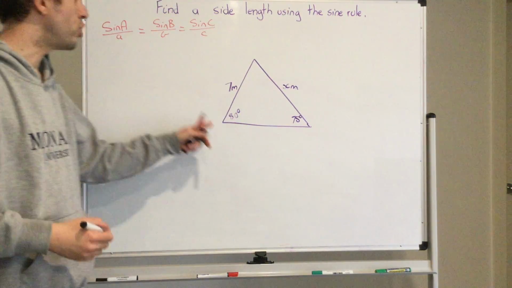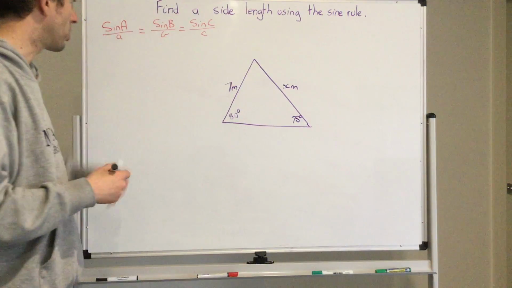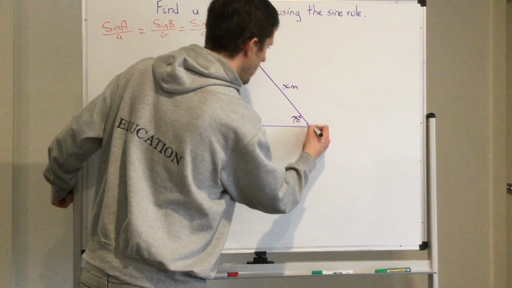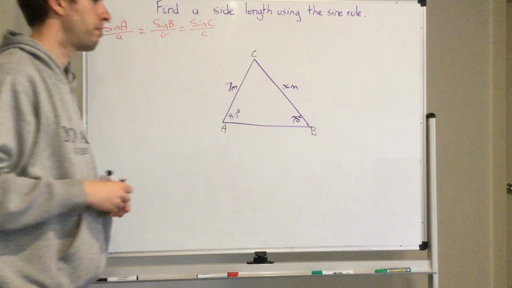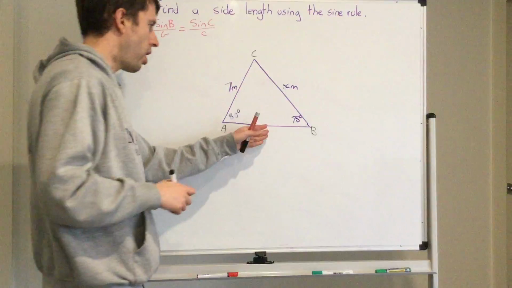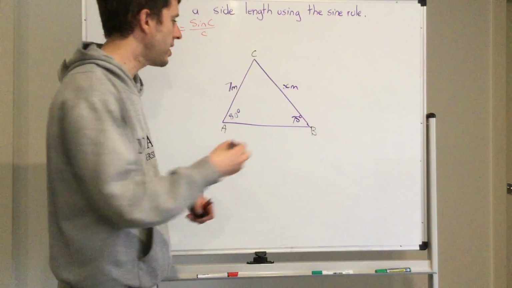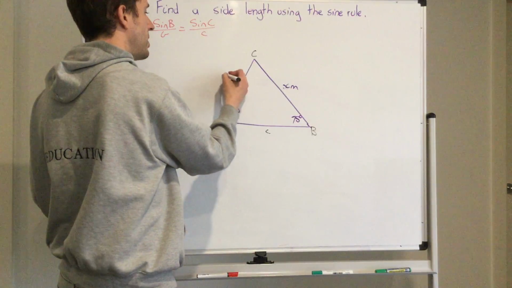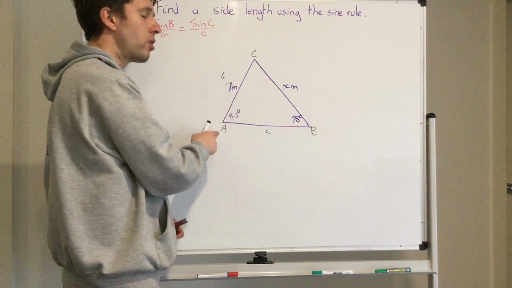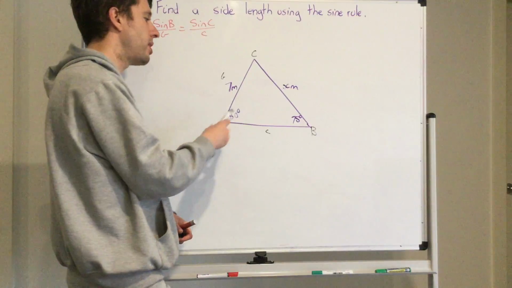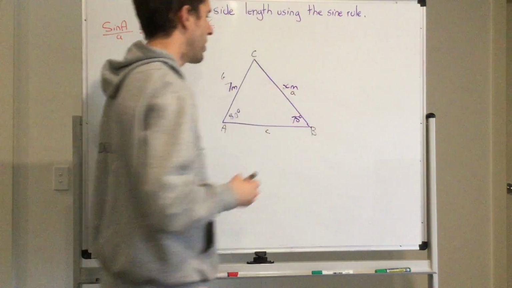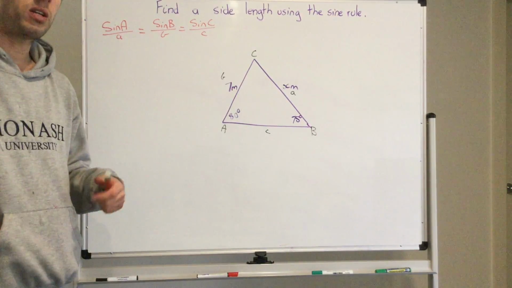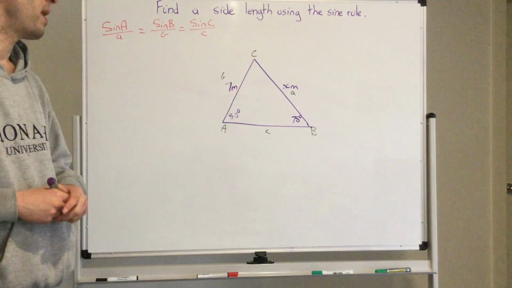If you get stuck, I'm just going to label this now based on this formula. So this is angle A, angle B, and angle C. The length opposite angle C is side C. The side opposite angle B is side B, and the side that's opposite angle A is side A. There we go. So I've now broken it down and put all my information in.